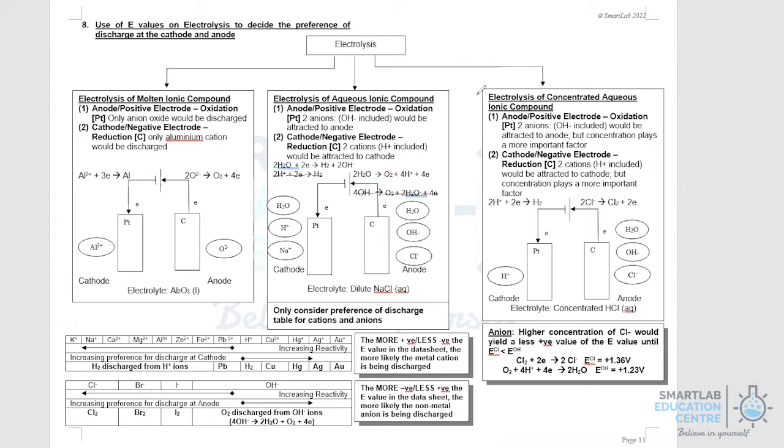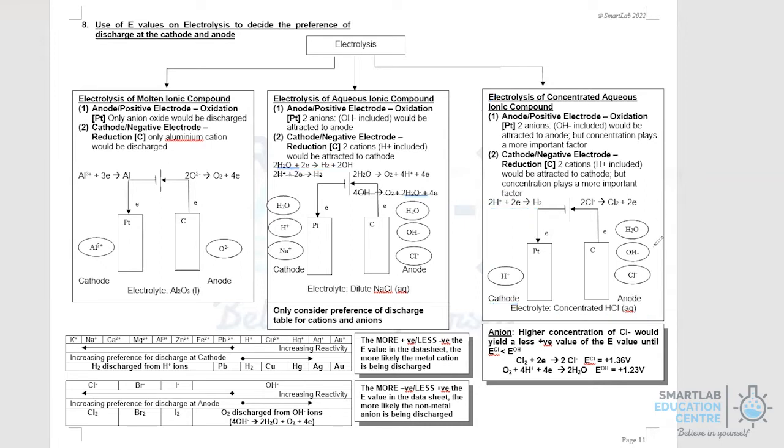The final example we look at is the electrolysis of concentrated aqueous ionic compound. In this case, let's pick the example concentrated HCl(aq). For the case of the cathode, the H+ will actually be preferentially discharged since it is the most positive, which is 0 volt. We will not pick this half equation since the standard electrode potential value is negative 0.83. As at the cathode, the half equation that is favored is the one that is more positive. And it is also important to add that we expect the concentration of H+ to be high since it is concentrated HCl.